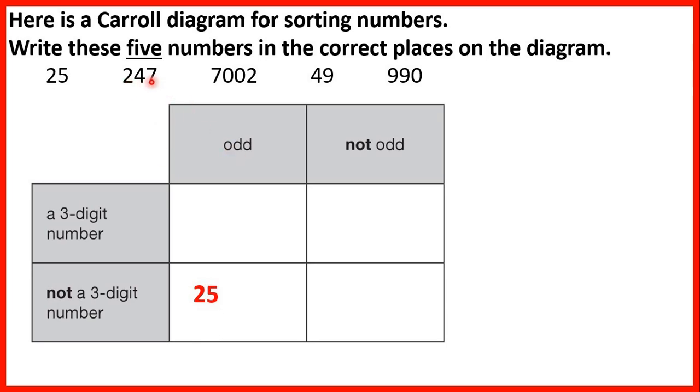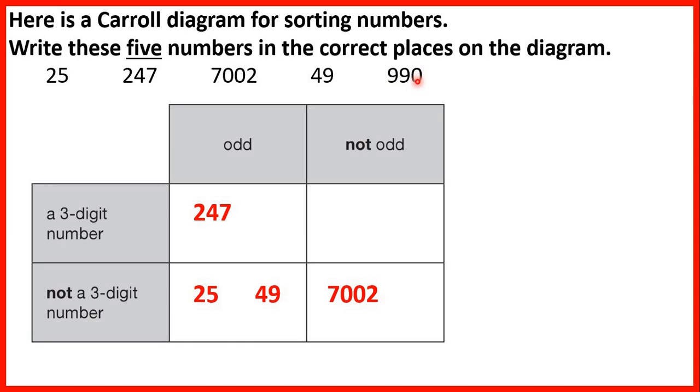247 is odd because it ends in a 7, and it's a 3-digit number because we have digits for the hundreds, tens and ones. Now we have 7002. The 2 on the end tells us that it's an even number, so it's not odd, but that's a 4-digit number, so it's not a 3-digit number and it's not odd. 49 is an odd number because it ends in a 9, but it's not a 3-digit number, it only has 2 digits.